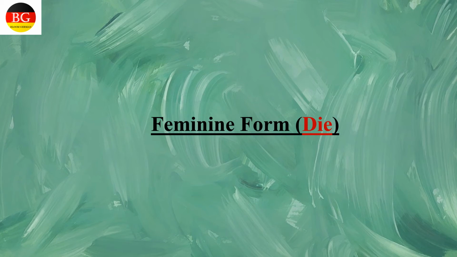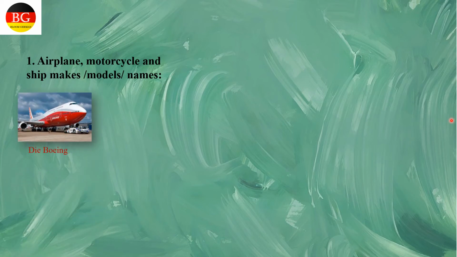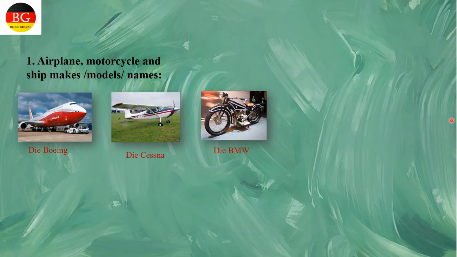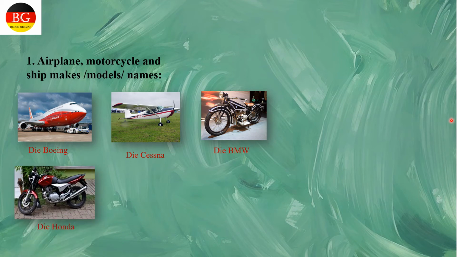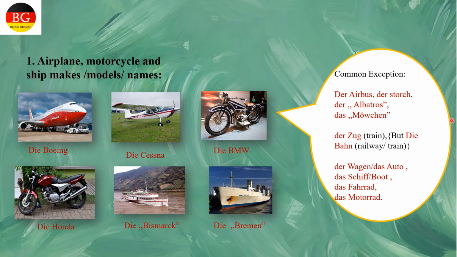Feminine form: die. Airplane, motorcycle, and ship makes or models and names are feminine in form. Zum Beispiel die Boeing, die Cessna, die BMW, die Honda, die Bismarck, die Bremen. Common exceptions: der Airbus, der Storch, der Albatros, das Märchen, der Zug, die Bahn, der Wagen oder das Auto, das Schiff oder das Boot, das Fahrrad, das Motorrad.